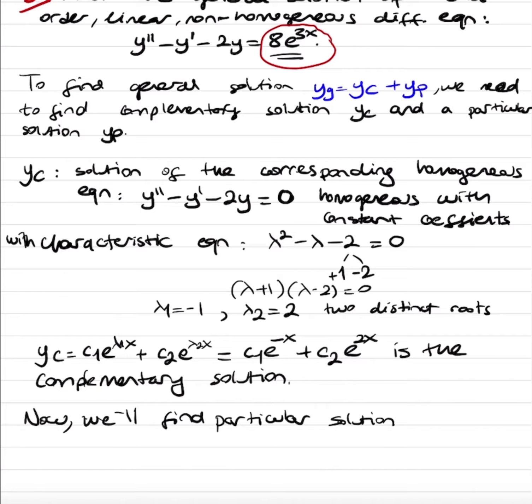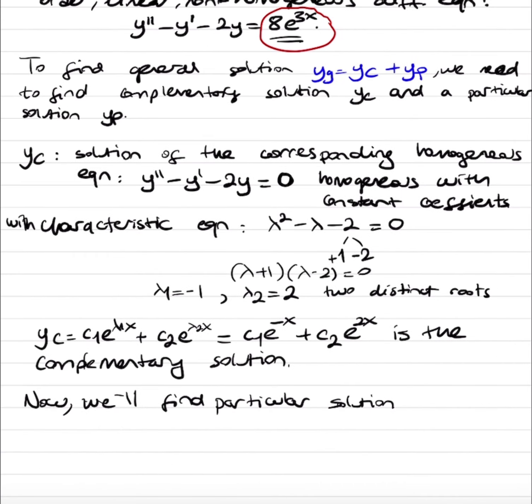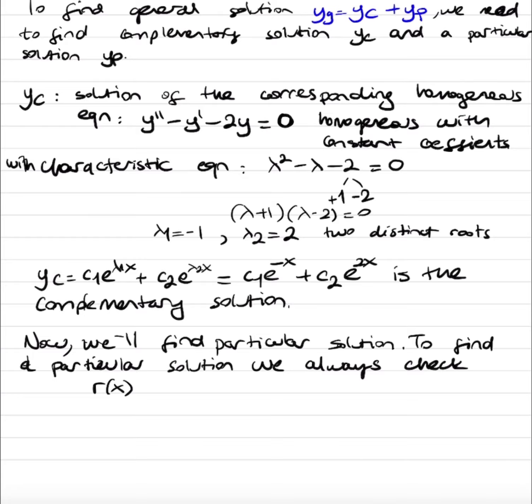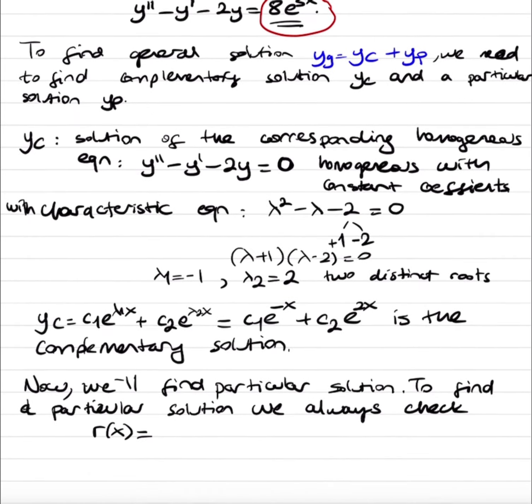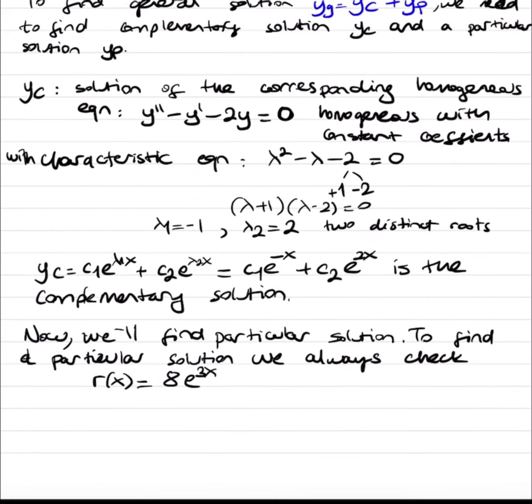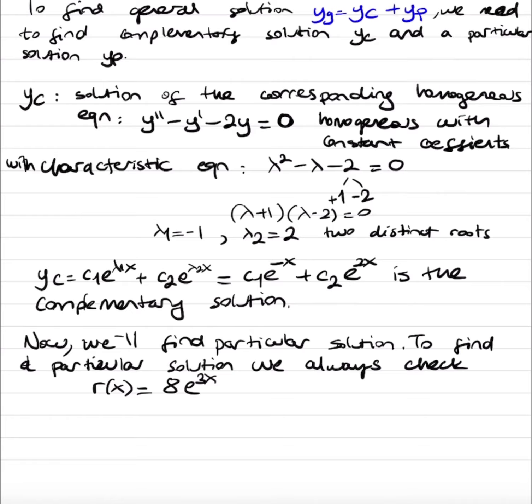To find a particular solution, we always check this r(x). In this case, r(x) is equal to 8 times e to the power 3x, and by looking at this, we need to guess what the particular solution can be. So we will guess that.